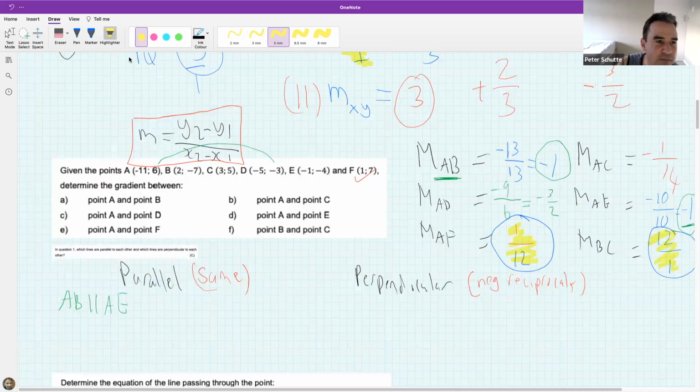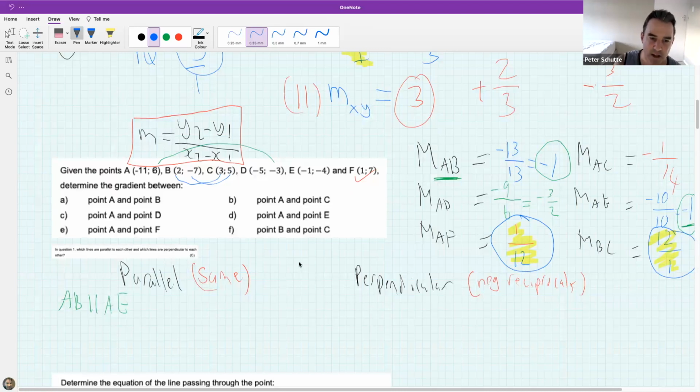So at B, it's -7, -7. So at BC, it's 5 minus -7. So 5 minus -7 is 5 plus 7, which gets me 12. And then 3 minus 2 is 1. So I'm pretty confident of that one.